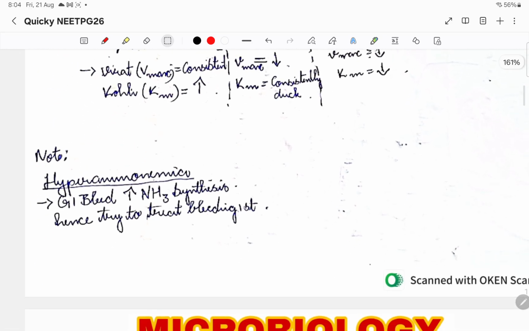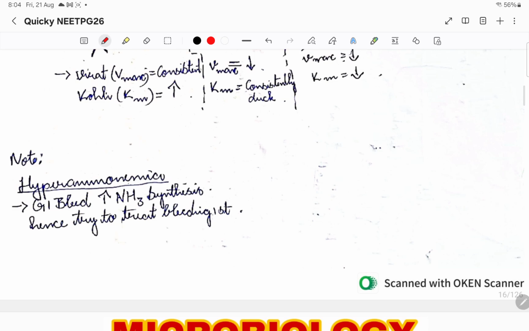Okay, and one more important thing I missed telling you with regards to hyperammonemia: note that in hyperammonemia, if there is a GI bleeding, there is increased ammonia synthesis. Due to breakdown of all the materials happening because of the GI bleed, there might be increased ammonia formation. Hence try to treat the bleeding first. We'll discuss more about this when it comes to hepatology, because we can see hepatic encephalopathy and all, right? So there ammonia is increased.